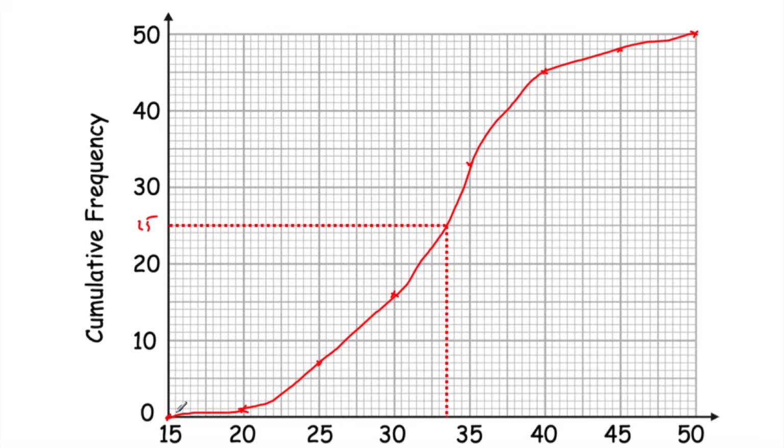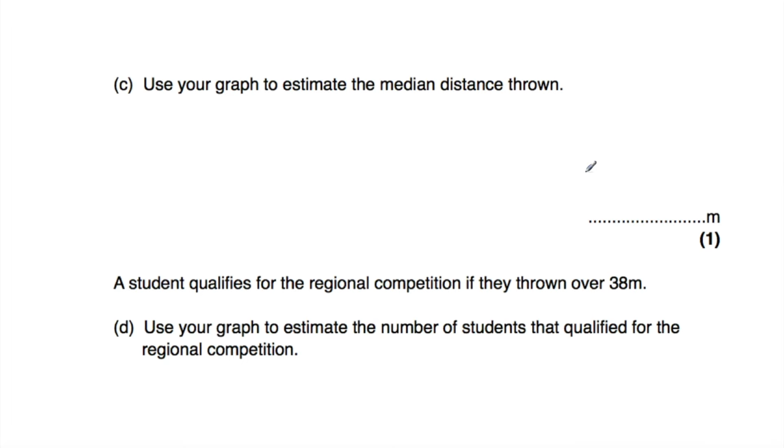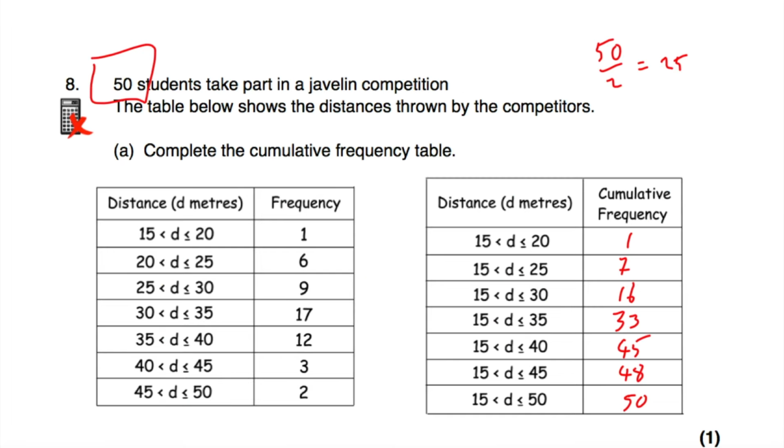In terms of the little boxes, between 15 and 20, that's going 5 across, and we do it in 10, so each one will be 0.5. So 30.5, 31, and so on. In the middle would be 32.5, 33, 33.5 there. So the estimate for the median would be 33.5 meters.